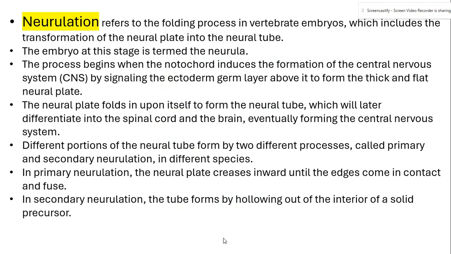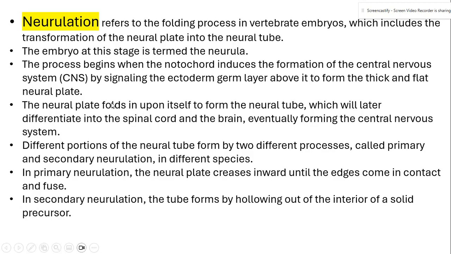Neurulation refers to the folding process of vertebrate embryos, which includes the transformation of the neural plate into the neural tube. An embryo at this stage is termed the neurula. The process begins when the notochord induces the formation of the CNS by signaling the ectoderm germ layer above it to form a thick and flat neural plate. The neural plate folds in upon itself to form the neural tube, so it folds in, right? So it's starting to form a tube, which will later differentiate into the spinal cord and the brain, eventually forming the CNS. Very important system, yeah?